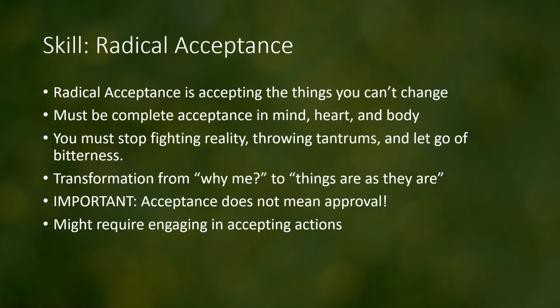Okay, so after the story, we come to our skill, which is radical acceptance. Radical acceptance is accepting the things that you can't change. So you have to have complete acceptance in your mind, heart, and body. It's when you stop fighting reality, you stop throwing tantrums, and you let go of bitterness. It's the transformation from why me to things are as they are.